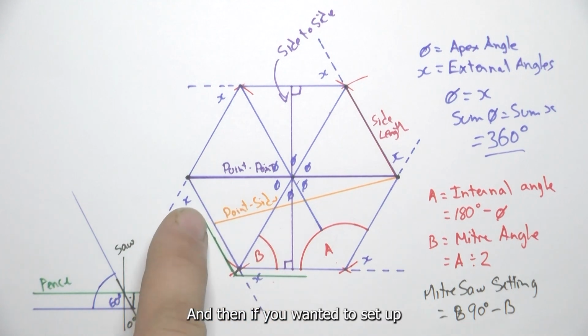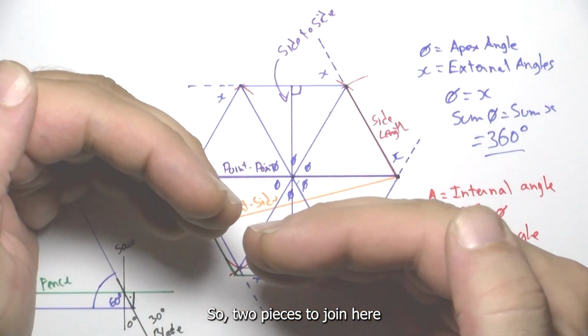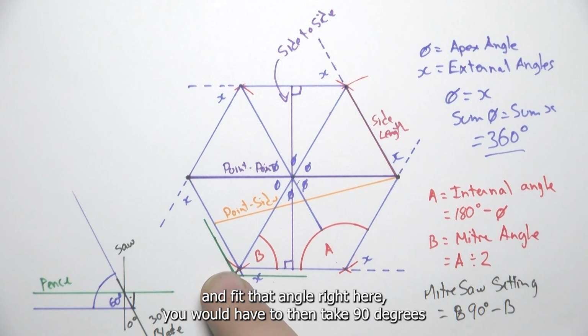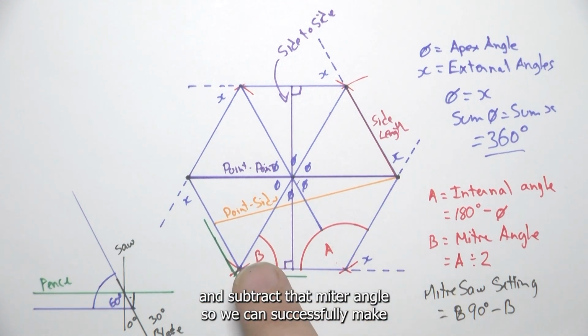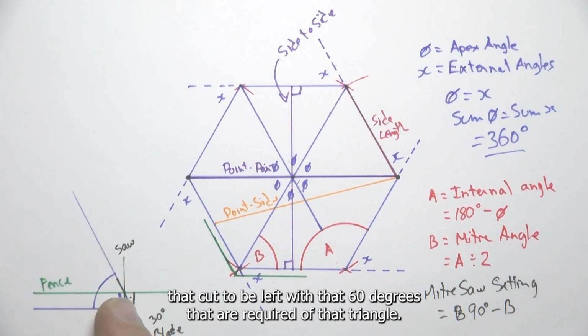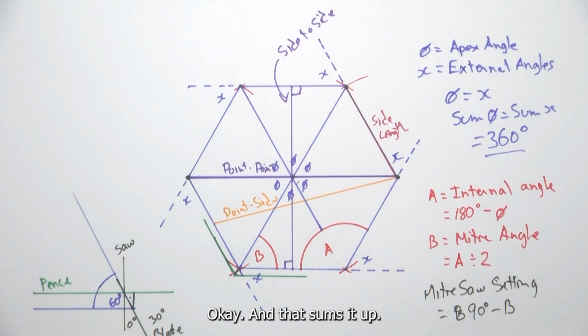And then if you wanted to set up a mitre saw to cut two pieces to fit that angle, right? So two pieces to join here and fit that angle right here, you would have to then take 90 degrees and subtract that mitre angle, so we can successfully make that cut to be left with that 60 degrees that are required of that triangle. Okay, and that sums it up.